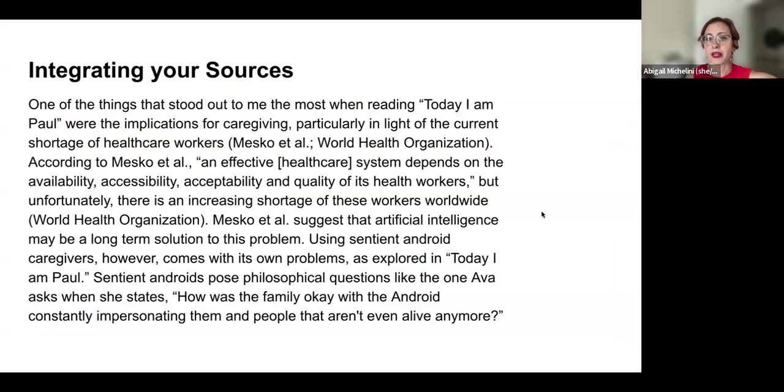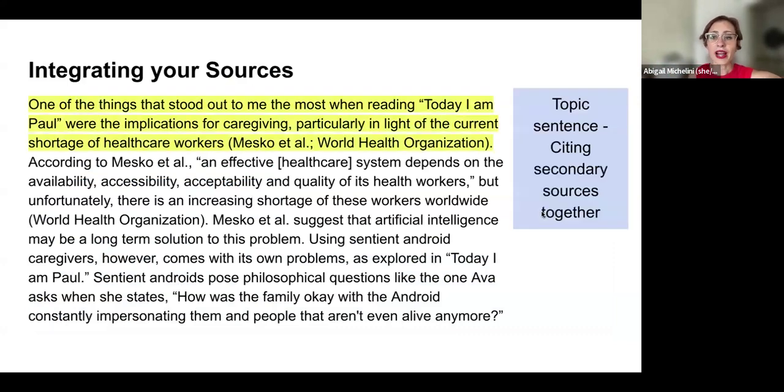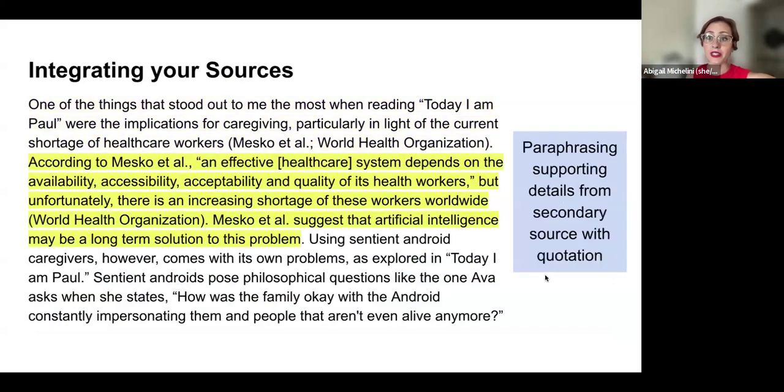So here's what the rest of that paragraph might look like. You already know I have my topic sentence. I just read that. Then I have paraphrasing supporting details from my secondary source with a quotation. I wrote, "According to Mesco et al., an effective healthcare system depends on the availability, accessibility, acceptability, and quality of its health workers. But unfortunately, there's an increasing shortage of these workers worldwide." So I put some in my own words here. That's called paraphrasing. And some of it I did as an exact quote.